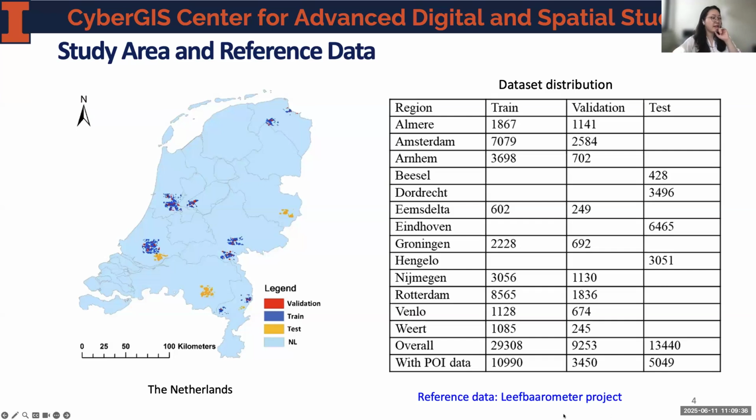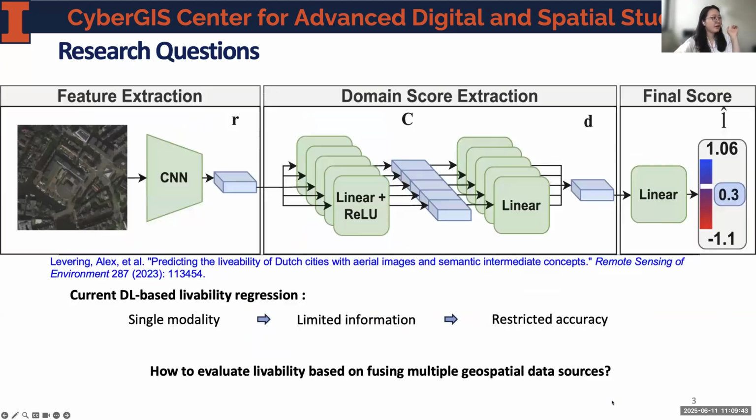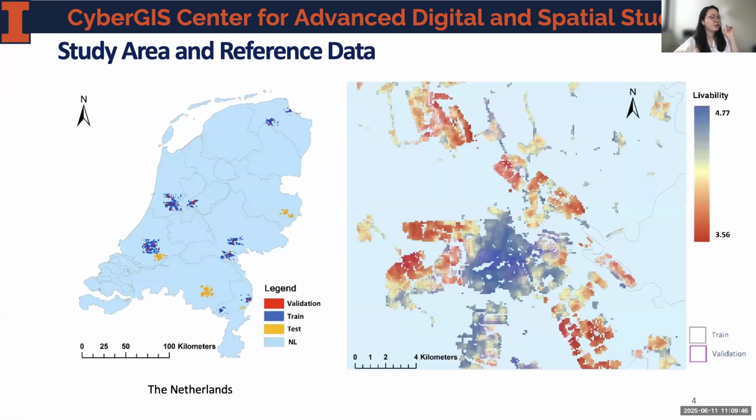The ground truth comes from the Netherlands government, their Livability project. And here I'll show you a sample of the city of Amsterdam. This image shows the overall livability score in this city, with deeper blue meaning higher livability and deeper red meaning lower livability. Also, the samples in these cities have been divided into training and validation. And we have used the grid as our basic analysis unit.